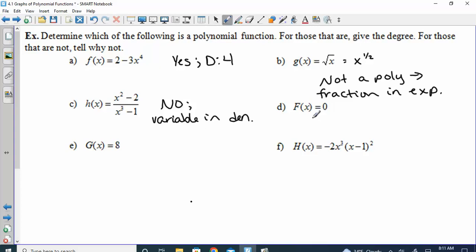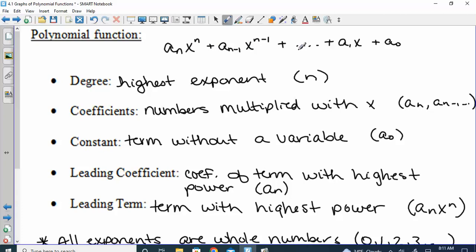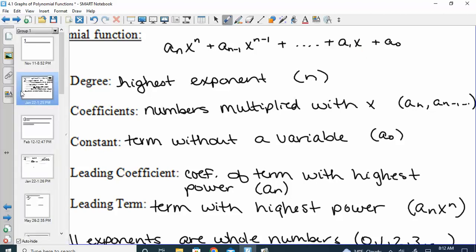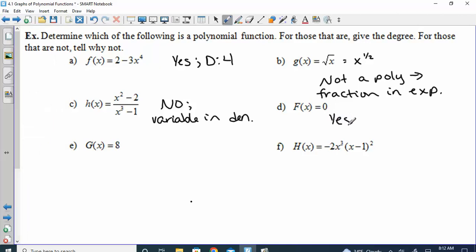What about D? Which rule does it break? We don't have any adding or subtracting, but could, if I made all of these x's 0, 0 plus 0 plus 0, that follows the rule. We don't have any negative exponents or fraction exponents. We don't have any variables on the bottom. So it looks a little bit weird, but this one actually is a polynomial.